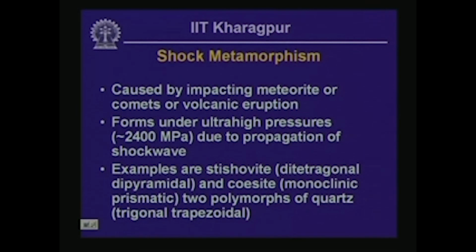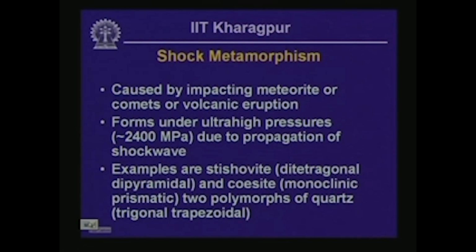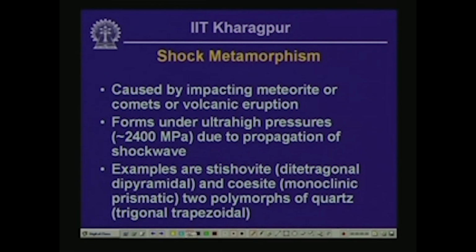Examples of that are stishovite and quartzite, they are both polymorphs of quartz. All of them have the chemical formula of SiO2. So SiO2 is the chemical formula of quartz, stishovite and quartzite, but you can see that the crystal structures of these three types of minerals are quite different from each other.